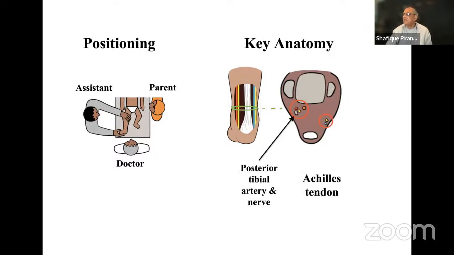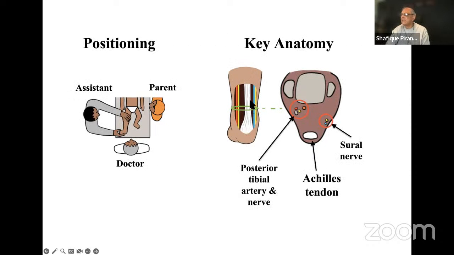The key anatomy is important. You need to be very aware of the posterior tibial neurovascular bundle and stay away from it. The sural nerve, and stay away from that. And the Achilles tendon. An important thing about the Achilles tendon is that it broadens as you come distally. So if you want to have an easy cut of the Achilles tendon, go proximal. Go at least 1 centimeter, if not 1.5 centimeters away from the calcaneal tuberosity.